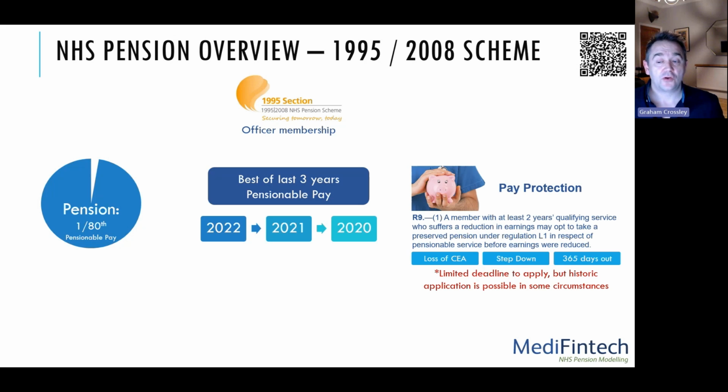Now, if, however, your pay has actually gone down significantly, whether, for example, you've lost a Clinical Excellence Award or you've stepped down into a less demanding role, or even if you had a period of time out of the scheme, well, there are things called pay protection that can enable you to protect a previously higher level of pensionable pay. Now, if your pay has dropped and you've never done anything about pay protection, well, there are limited deadlines, but sometimes you can appeal, and we've had some good successes in getting some retrospective pay protection applied for members.